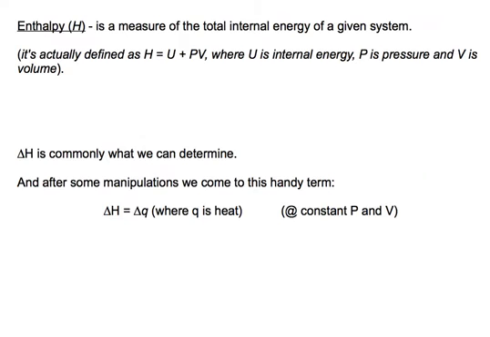All right. So enthalpy defined then. Enthalpy, H, is a measure of the total internal energy of a given system. Again, we're looking at the system here. Now, it's actually defined by this equation, H equals U plus PV, U being internal energy, pressure and volume being P and V. But here's the thing. You cannot directly measure enthalpy.